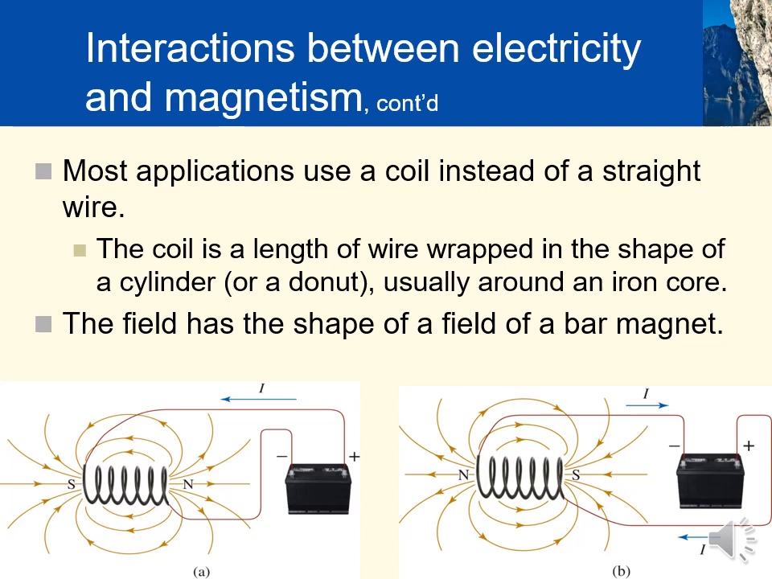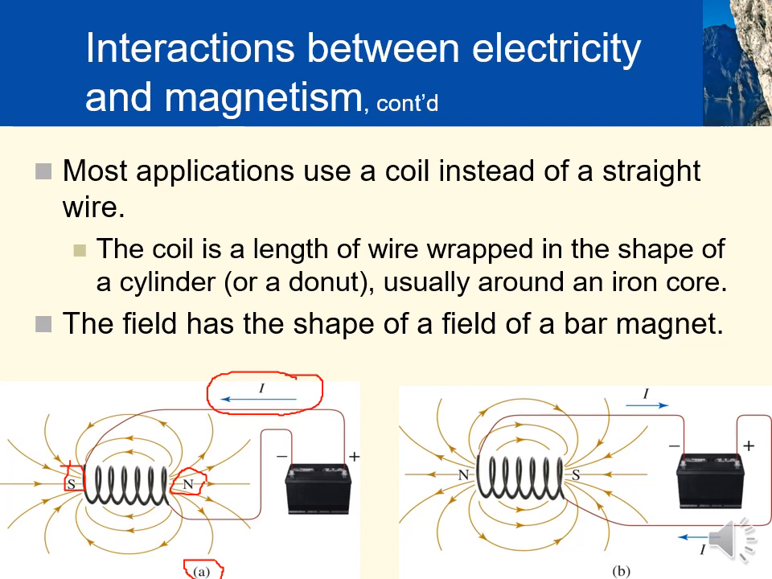Here, look at this figure. Once the current passes through this wire or this coil, it will produce a magnetic field. We have the north pole here and the south pole here. Look at the shape of the magnetic field. It looks exactly like the magnetic field lines produced by a bar magnet.